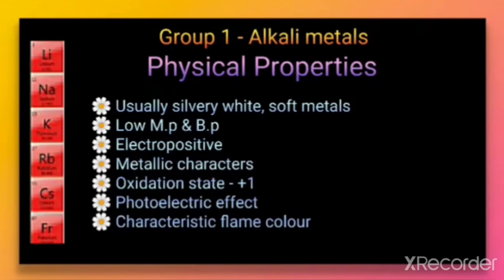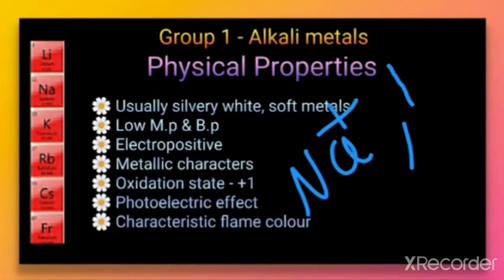Next property is metallic character. These elements show metallic character. Next is the oxidation state. The oxidation state of these elements is +1. As we know, sodium can form a +1 oxidation state. Lithium, sodium, potassium can form a +1 oxidation state. Therefore, the oxidation state for these elements is always +1.